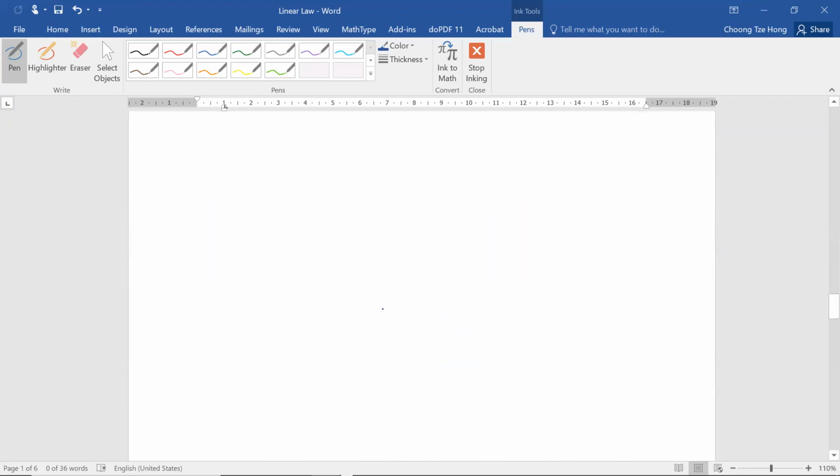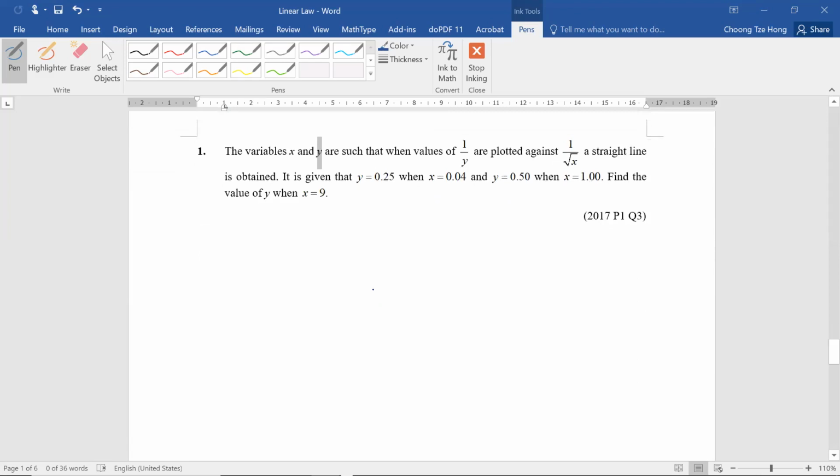Now let's take a look at this O-level question. The variables X and Y are such that when values of 1 over Y are plotted against 1 over X squared, the moment they say something plotted against something, the thing they say first is the big Y and the thing they say second is the big X, unless they specifically mention which one is vertical and which is horizontal.